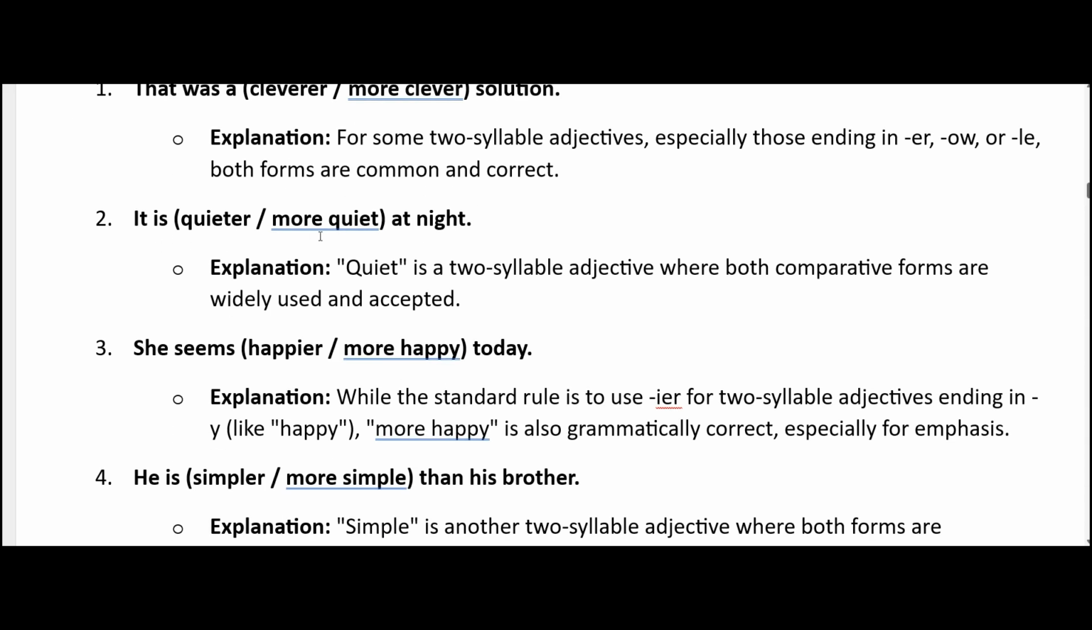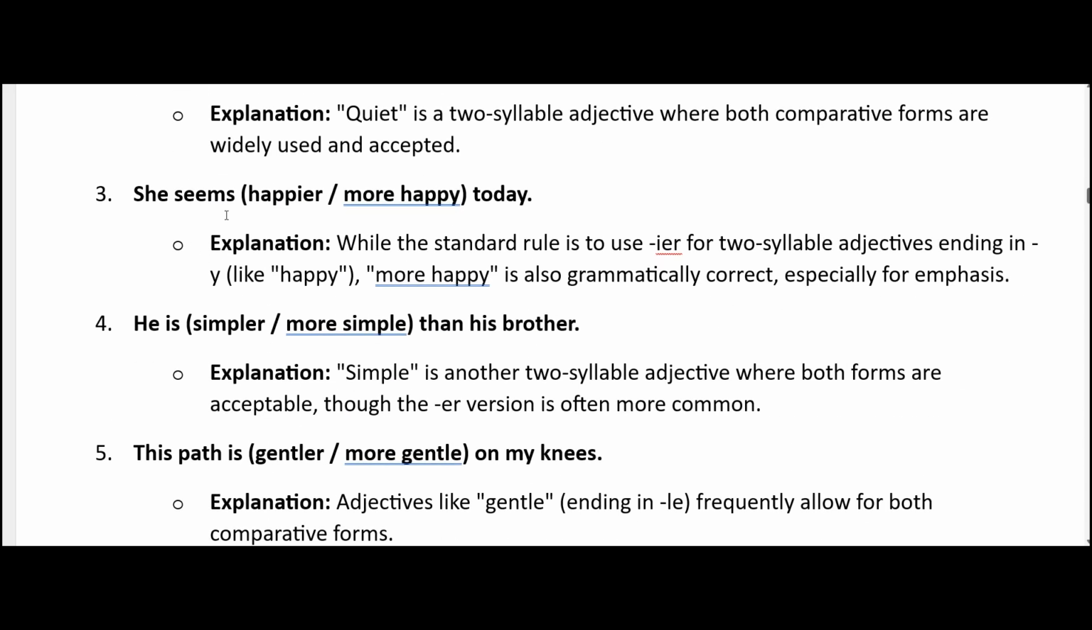Or it is quieter or more quiet at night. Again, quiet is a two-syllable adjective where both comparative forms are widely used and accepted, so you can use both. She seems happier or more happy today, while the standard rule, as we looked at above, is to use IER for two-syllable adjectives ending in Y, like happy, hungry, and so on. More happy or more hungry is also grammatically correct, especially for emphasis. So actually you can use both. If you think about what to use, more friendly or friendlier, don't think, just use whatever you like.